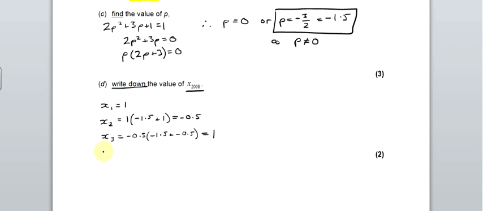And because the fourth term depends on the previous term, that's going to be equal to 1 times minus 1.5 plus 1, which is minus 0.5.